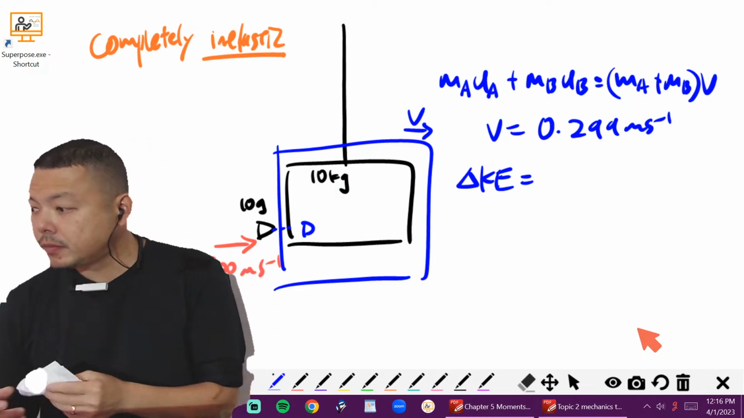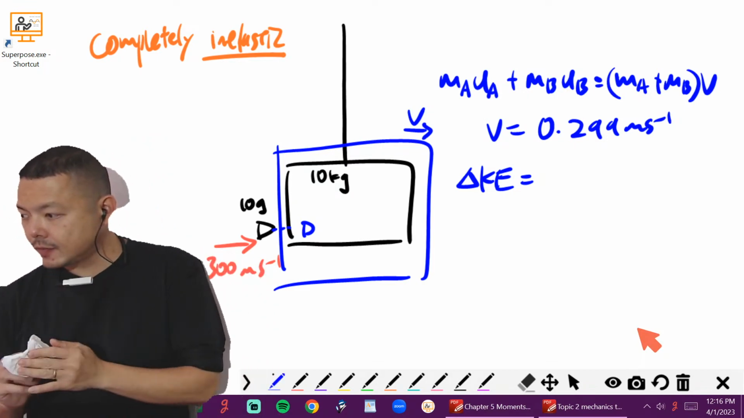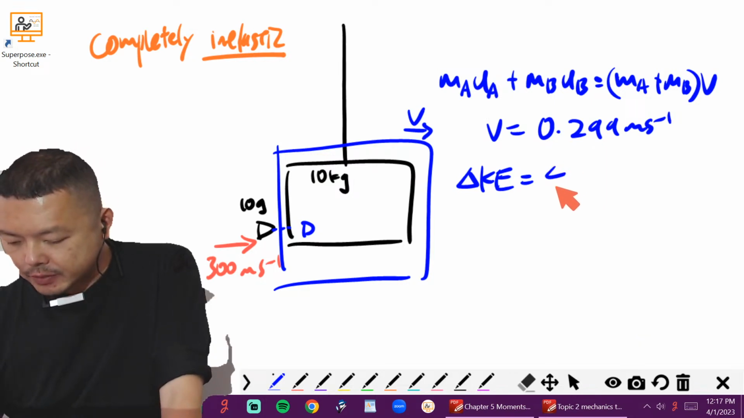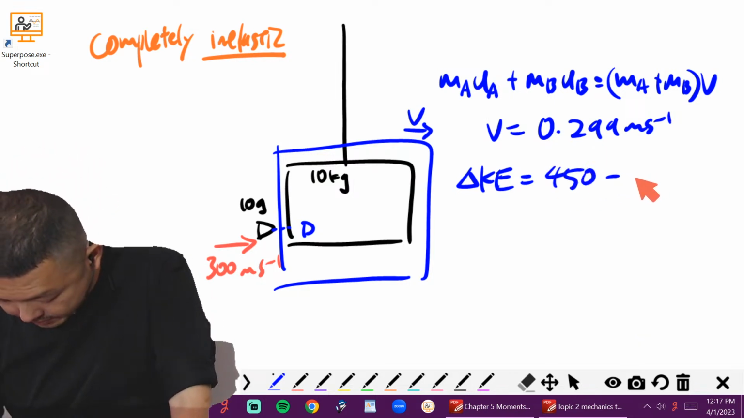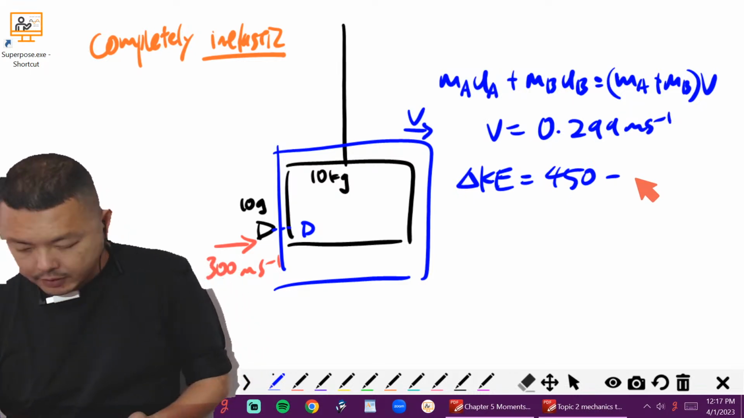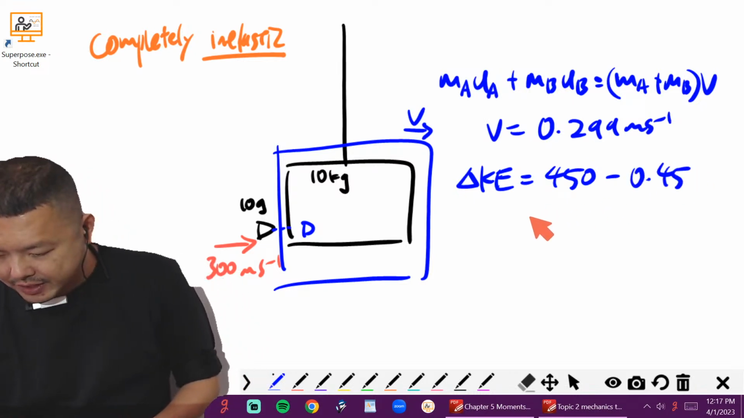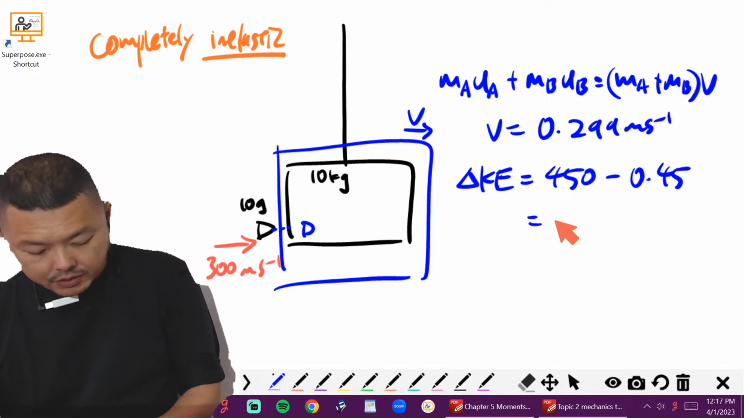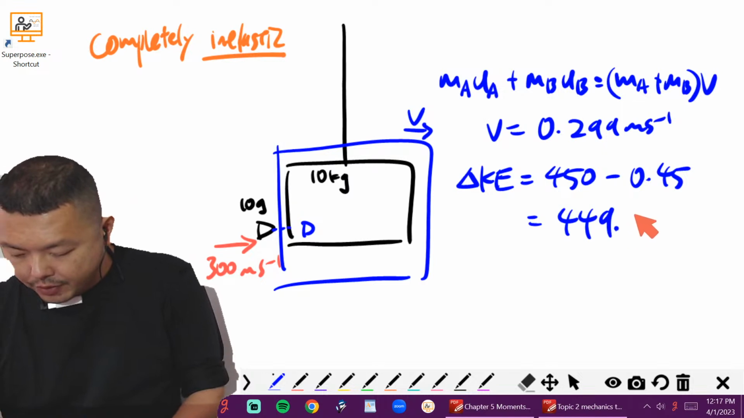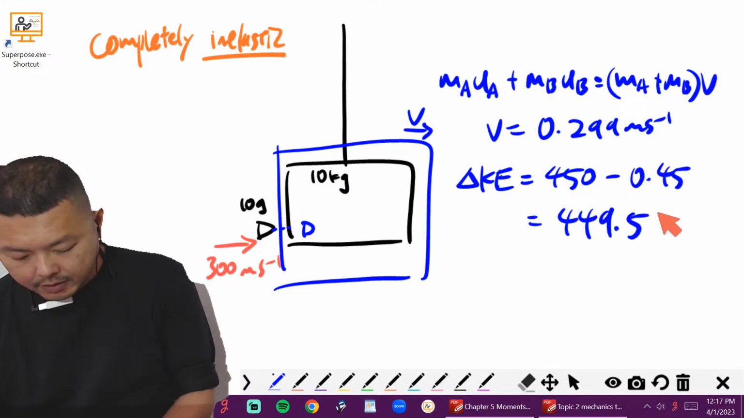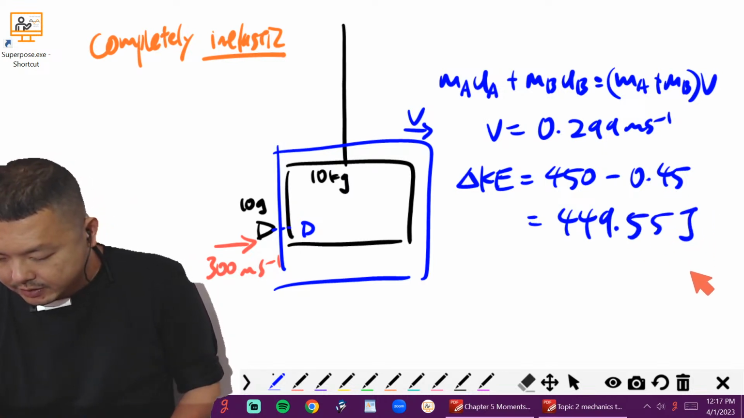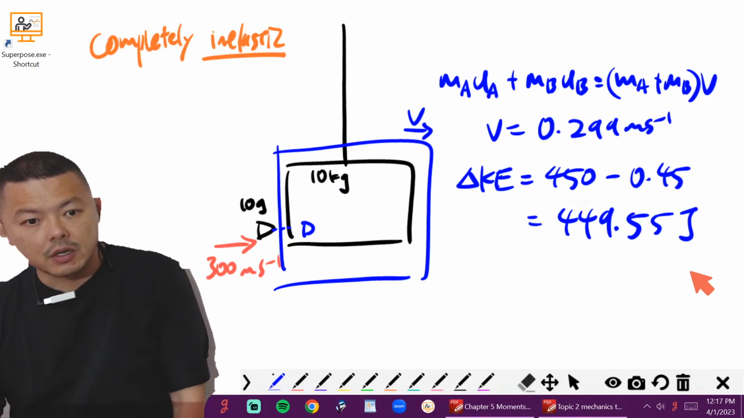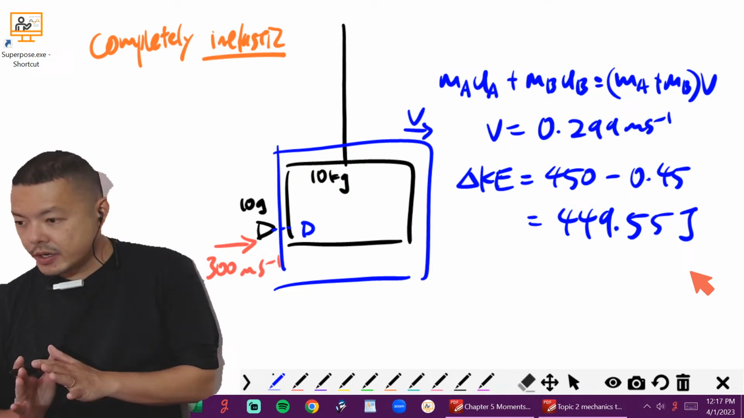Everyone? Yeah, 449.5. The change in KE is basically 450 minus 0.45 joules, actually. 450 minus this answer. So it's 449.55 joules. So just to show you that this is a loss in KE. This is the amount of KE that's lost. Everyone know how to do this kind of question already?